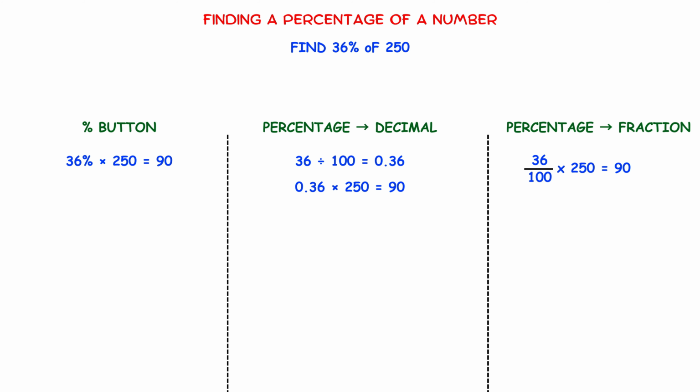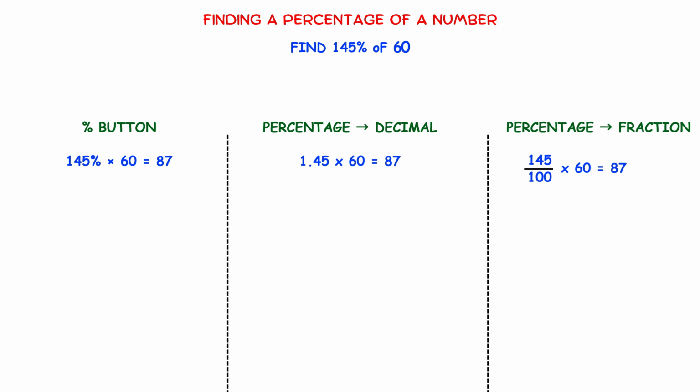Now, sometimes you might be asked to find a percentage that's bigger than 100, like here where we're trying to find 145% of 60. In these cases, our answer will be bigger than the number that we're looking at. So in this case, the answer is going to be bigger than 60, but it doesn't make any difference to how we do it. So we can still use the percentage button on our calculator and do 145% times 60, the decimal technique, by dividing 145 by 100 to get 1.45 and multiplying that by 60, or the fraction technique, by dividing 145 by 100 and multiplying that by 60. In all cases, we'll get an answer of 87.